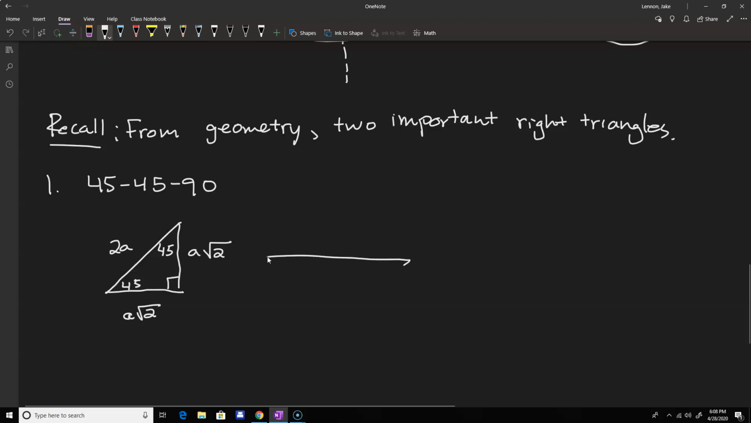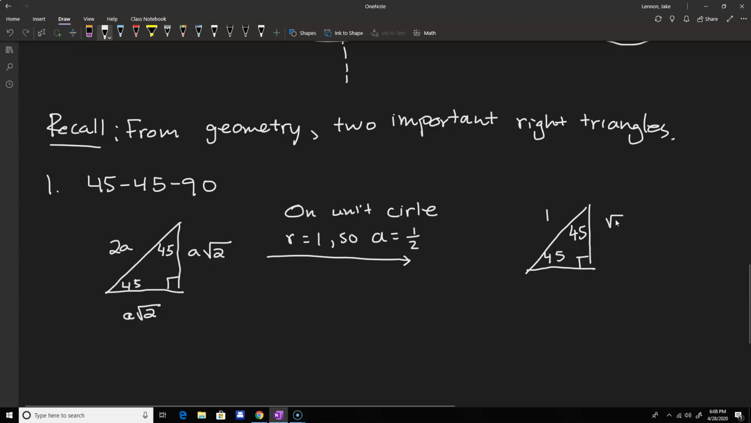So let's see what this triangle looks like on the unit circle. So on the unit circle, let's say r equals 1, so a must equal 1/2. Well, that gives us this triangle right here. So our 45, 45, 90 triangle will have side lengths of 1, 1/2 times the square root of 2, or the square root of 2 over 2, and the square root of 2 over 2. So those are our three sides.